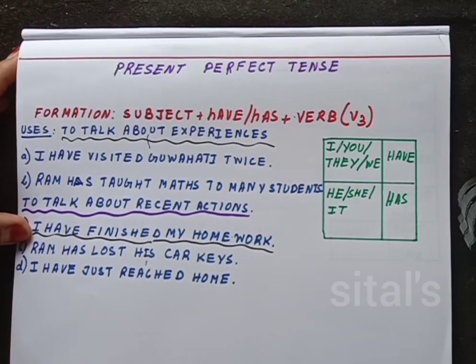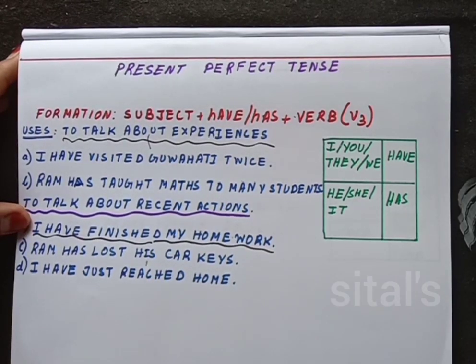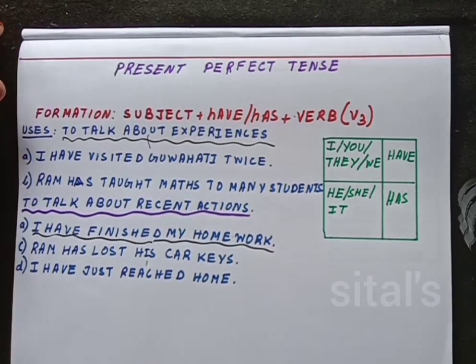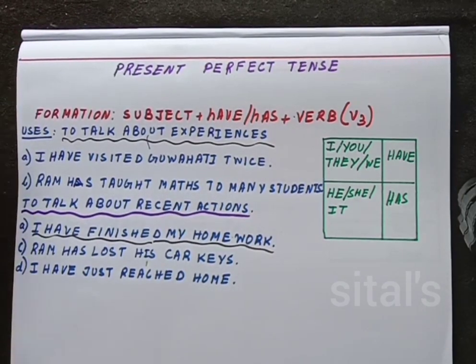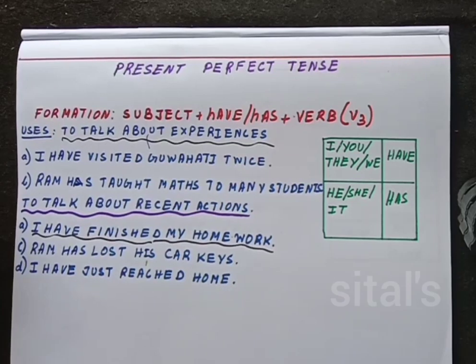at present. All right. So to talk about those actions, to talk about recent actions and the actions which have impact in our life at our present, we use the present perfect tense. For example, I have finished my homework. So teacher gave me the homework and I have completed it. It is my recent action. I have finished my homework. And what will be the consequence of finishing homework? My teacher will be happy with me. So the action that I completed just before some time has an impact on my life at present.